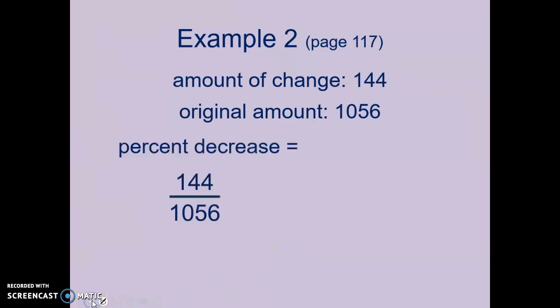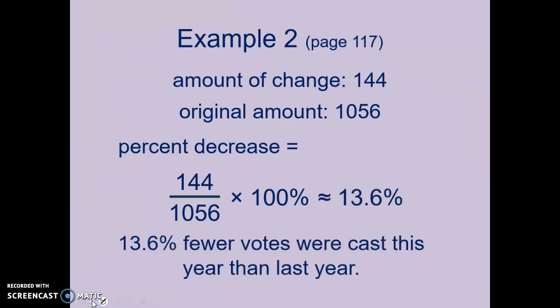Taking our amount of change, 144, divided by our original amount, 1,056, and multiplying that by 100, we find that our percent of decrease was 13.6%. That means that 13.6% fewer votes were cast this year than last year. So if I were working on a voting committee or working for a specific candidate, I might want to then think, what can I do to increase the number of voters for next year to get people out to vote and voice their opinion?